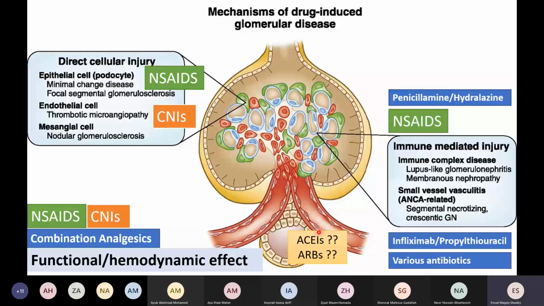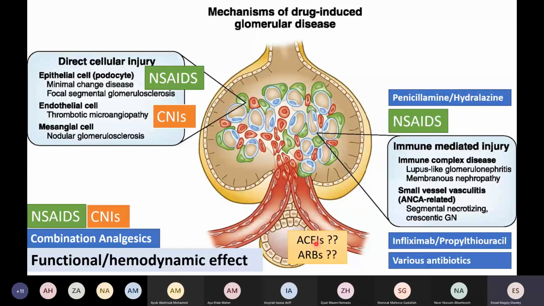ACE inhibitors and ARBs will not act on the afferent arteriole. They will act on the efferent arteriole, causing vasodilatation. So again, the vasodilatation of the efferent arteriole will decrease the resistance inside the efferent arteriole, and this also will cause a drop in the intraglomerular pressure.